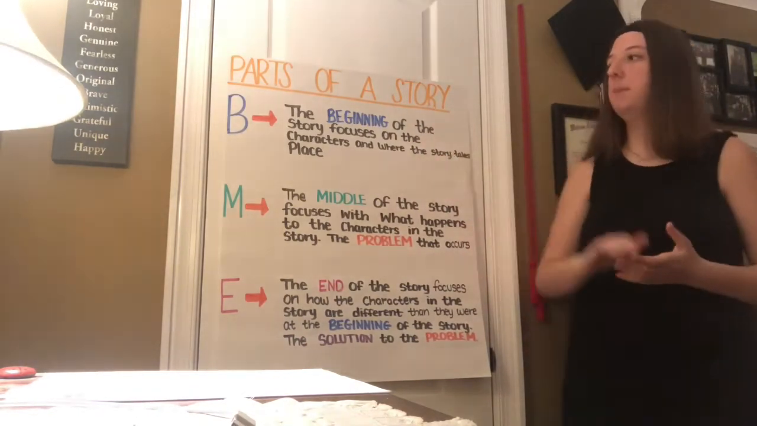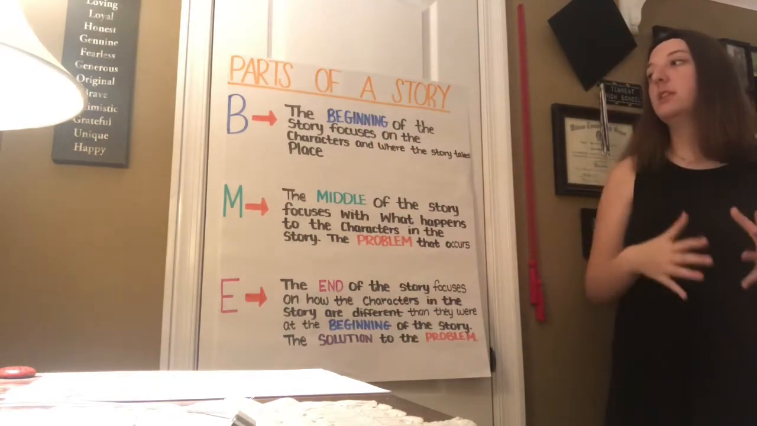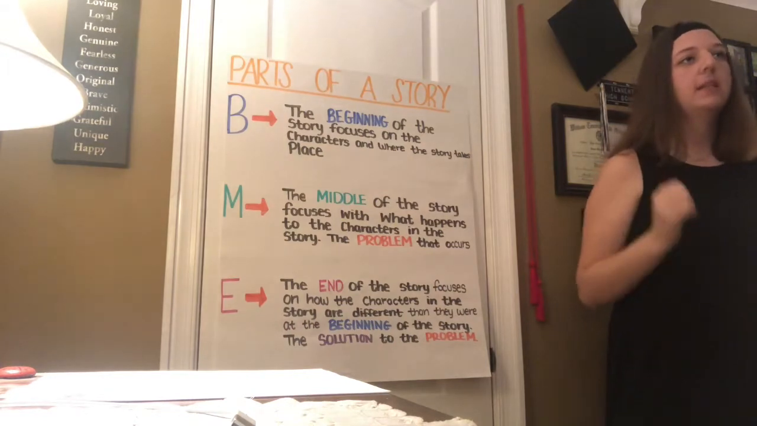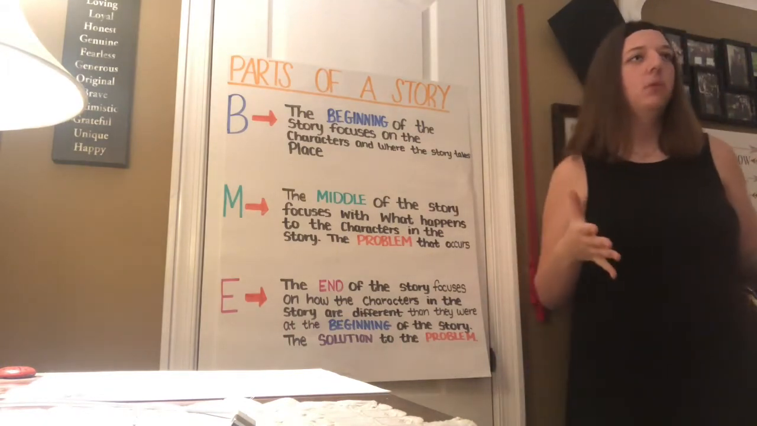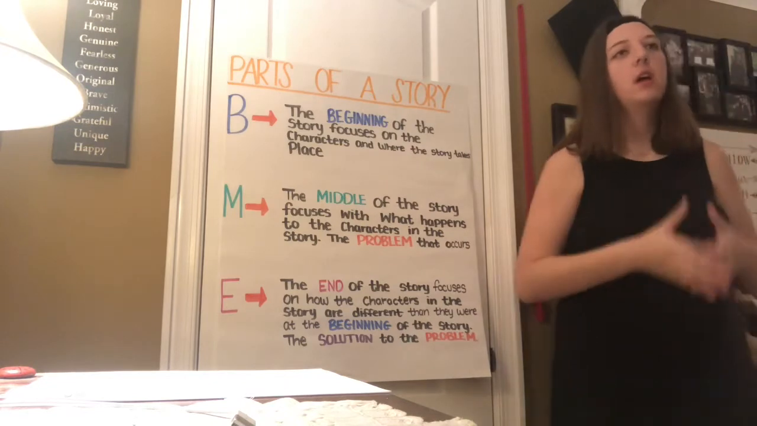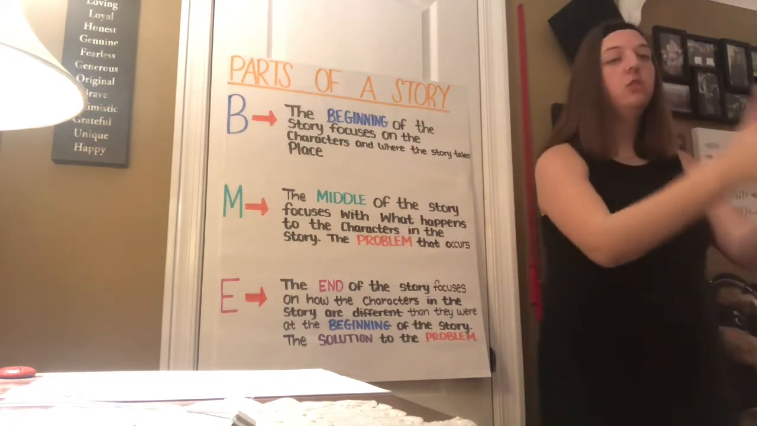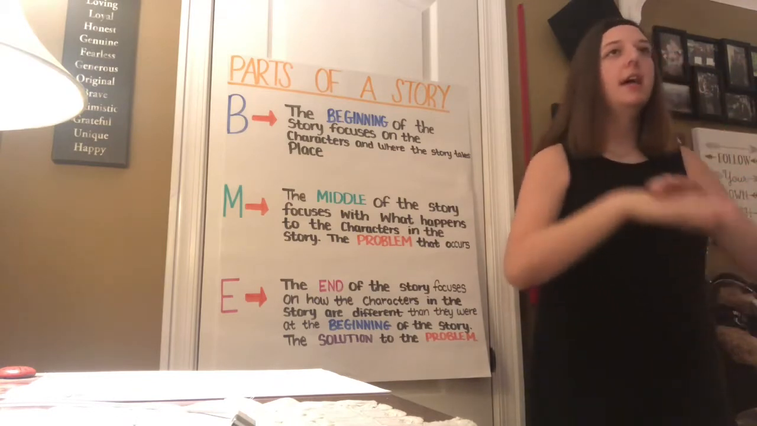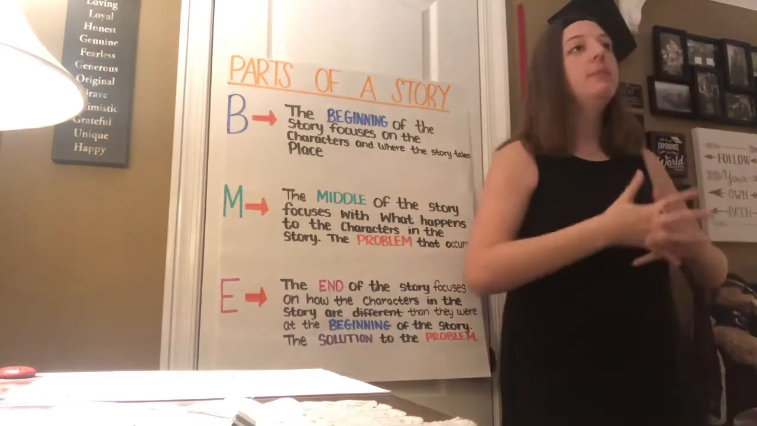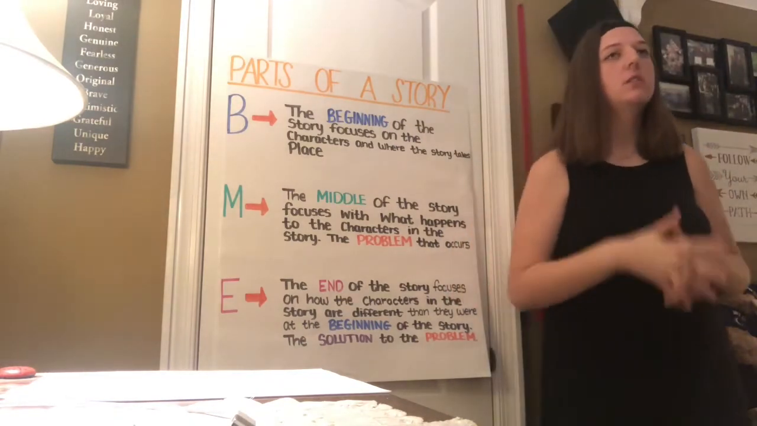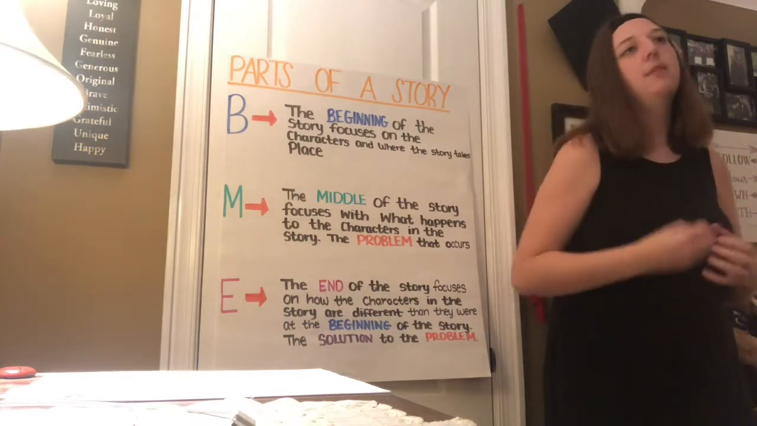So let's start with the B. The B is for beginning. The beginning of the story focuses on the characters and where the setting takes place. If we think of an actual example in real life, I would say that myself and you children are the characters, in the school, which is our environment. The beginning of the story also tells us the most key important details, and we get to know the characters more at a deeper level.